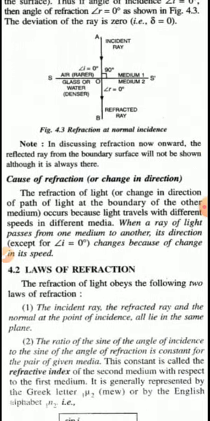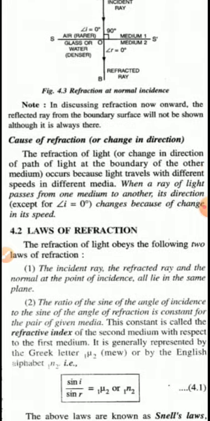So finally, what is the cause of refraction? The cause of refraction is the change in the speed of light in different media. Once it moves from one medium to another medium, there is a change in the speed of your light. So that is your reason. Based on this, you will always learn the laws.